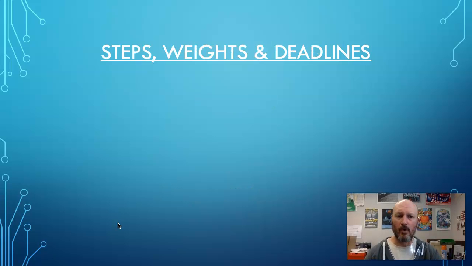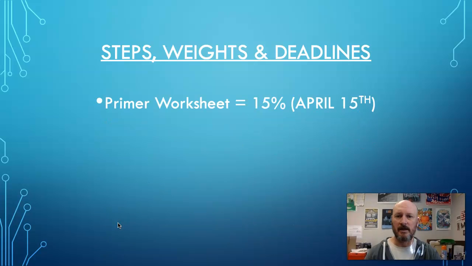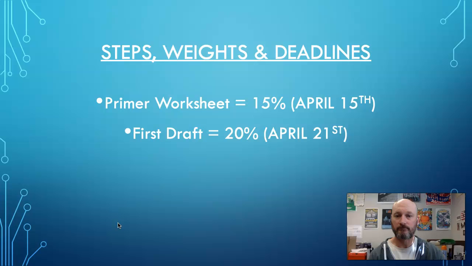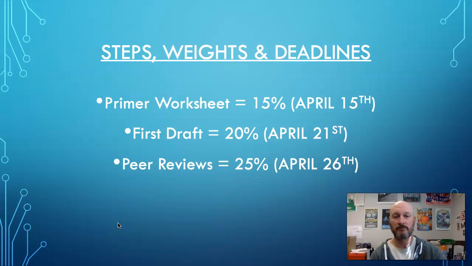So we're going to have 4 different steps here. Each step is going to be weighted differently, and they're all going to have different deadlines. The first step is a primer worksheet. That's going to be due on Wednesday, April 15th. It is worth 15% of the total score, or if you're looking at a 1 through 10 scale, 1.5 points. The first draft is going to be due April 21st. It is going to be worth 20% or 2 points on our 10-point scale.